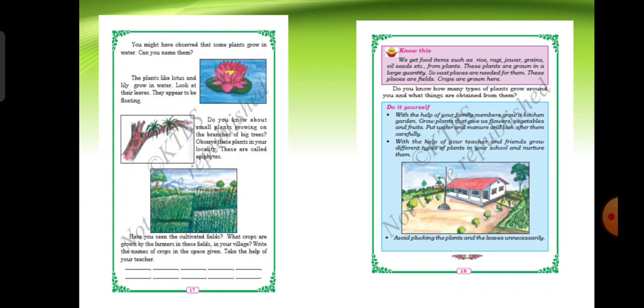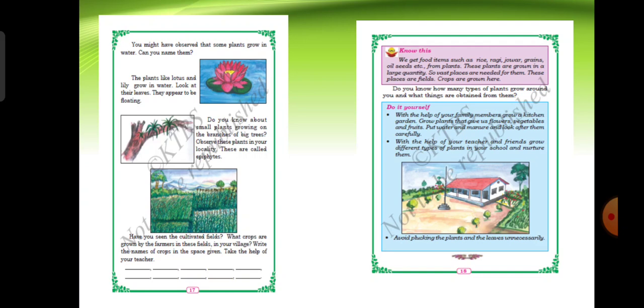Have you seen the cultivated fields? What crops are grown by the farmer in the fields in your village? Write the names of the crops in the space given. See, paddy field, sugarcane, groundnut, all this we cultivate. Okay, so we get food items such as rice, ragi, jowar, grains, oil seeds, etc. from plants. These plants are grown in a large quantity, so vast places are needed for them. So these places are fields.